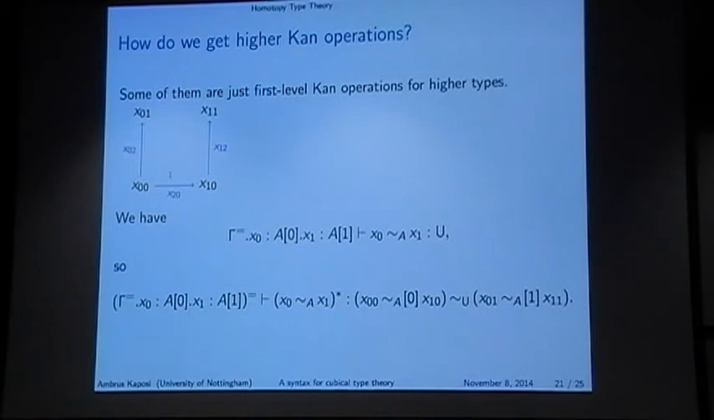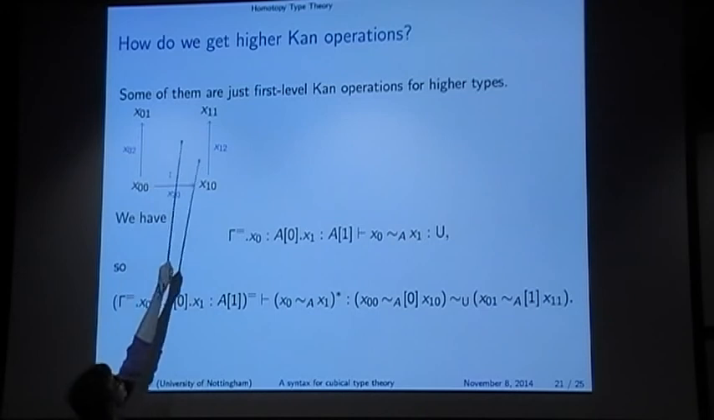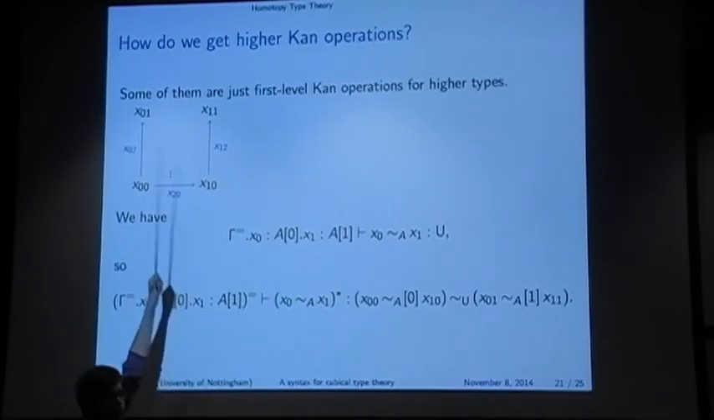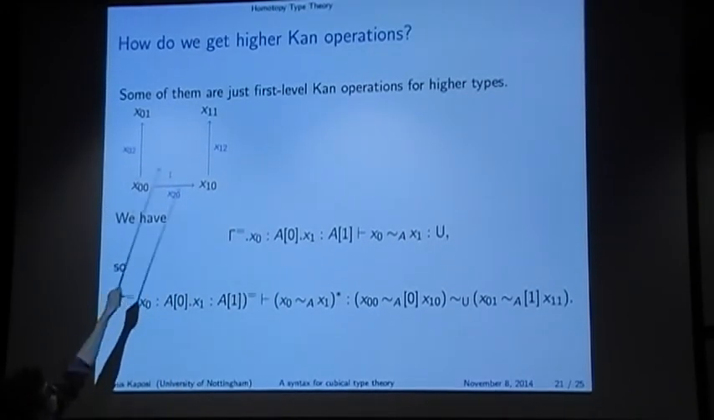Because if we look at this type, x0 tilde x1, it is in this context: Gamma together with x0 in A0 and x1 in A1. Now this is just a type in this context, so I can star it, and then I will have this element in this extended context. So what is this extended context? It is Gamma together with this line and this line, the two vertical sides of this square.